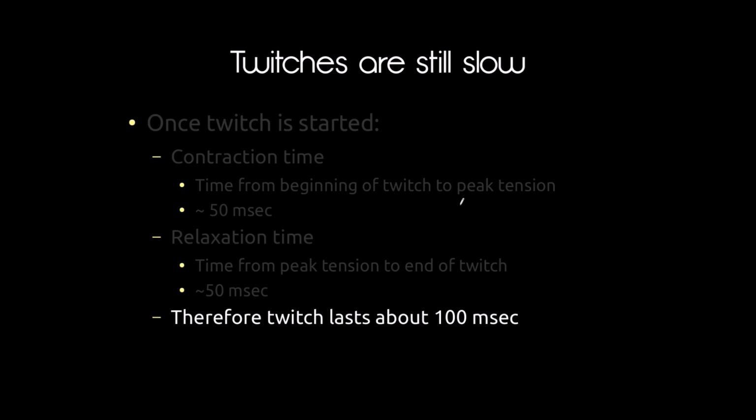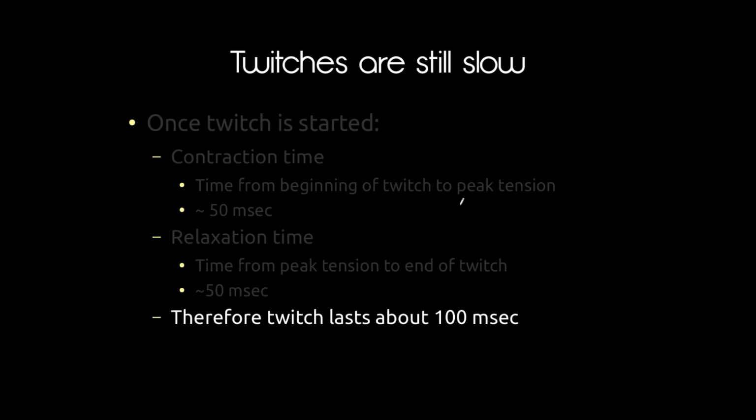Accordingly, at the end of the contraction, we also have what's known as relaxation time, which is just the other side of this. It's the time from the peak tension, or the peak contraction strength, to the end of the twitch. This also is going to take somewhere in the neighborhood of 50 milliseconds. And so, therefore, we have an entire twitch that's lasting somewhere on the order of 100 milliseconds. This is like 50 times as long as the action potential took that stimulated this twitch in the first place.